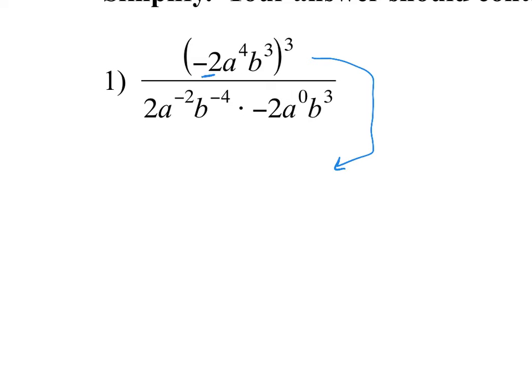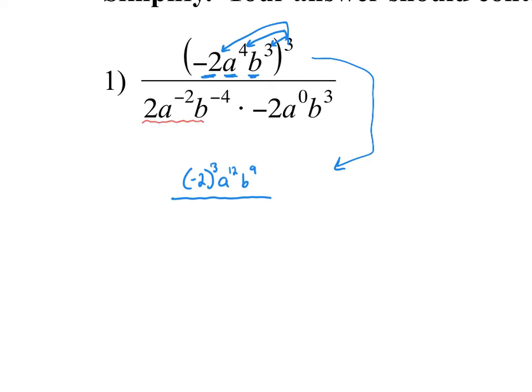So, power to a power. Now there are three bases: third power there, third power there, third power there. So what is that going to give me? It's going to give me negative 2 to the 3rd power. For A, we're at power to a power, which means multiply: 12th power. For B, power to a power, multiply: 9th power. All right, so that gives me the top.